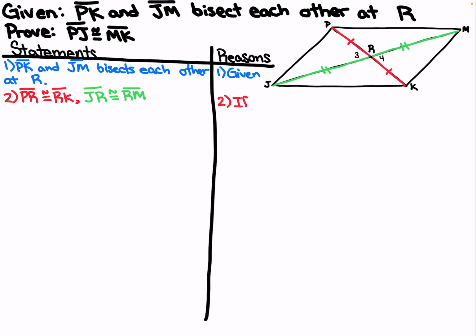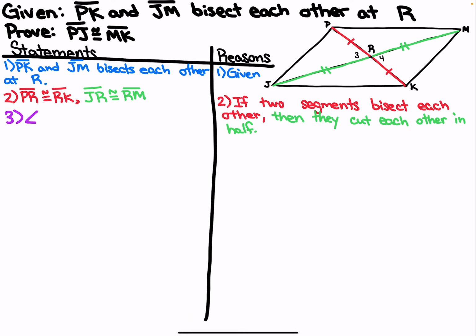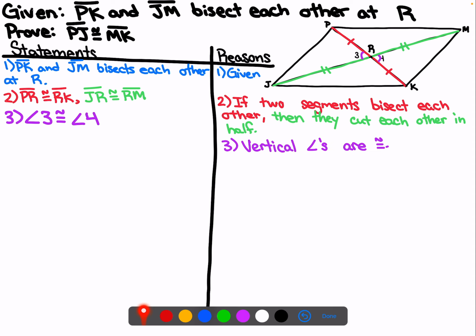And the reason that we can say that is because if two segments bisect each other, then they're cutting each other in half. Now from here, is there anything that's shared by both triangles or any vertical angles or anything like that? Well, yes, angle 3 and angle 4. These two are vertical angles. They're formed by crossing lines. So angle 3 is congruent to angle 4, and the reason that we can say angle 3 is congruent to angle 4 is because all vertical angles are congruent to each other. So vertical angles are congruent, so angle 3 and angle 4 are congruent.